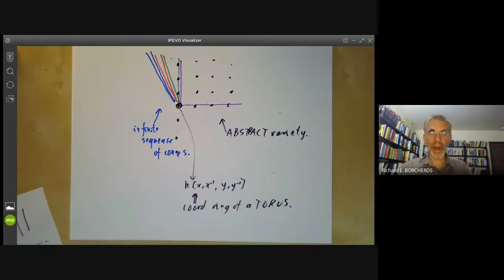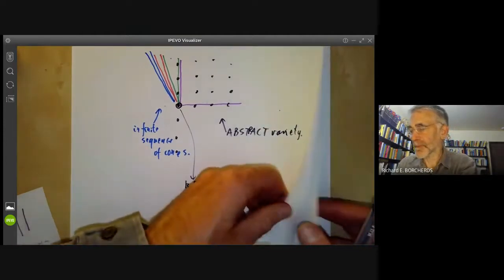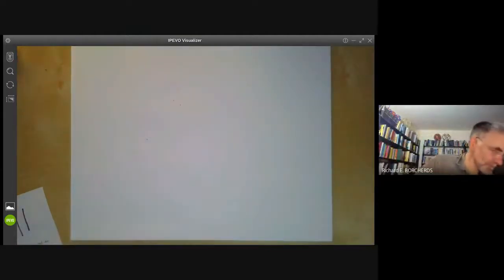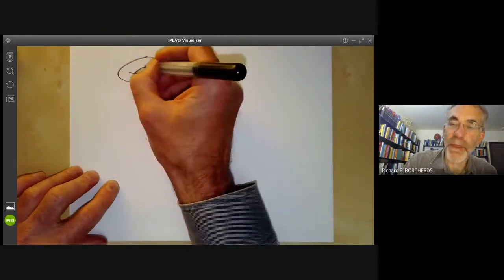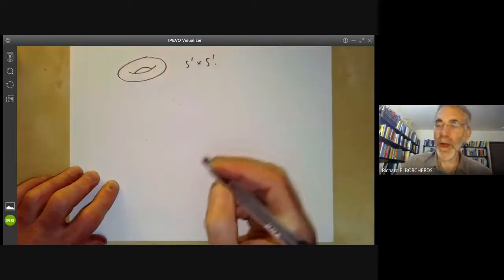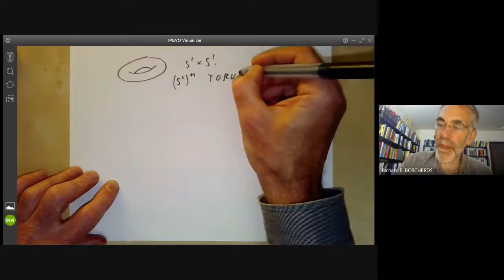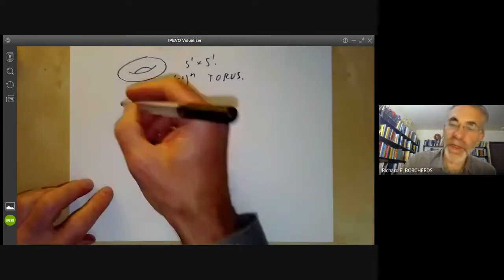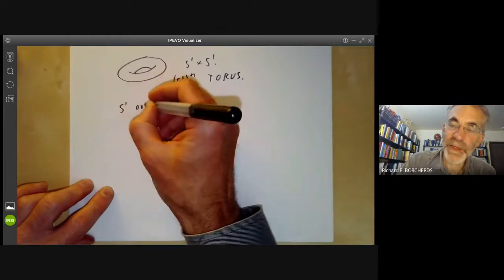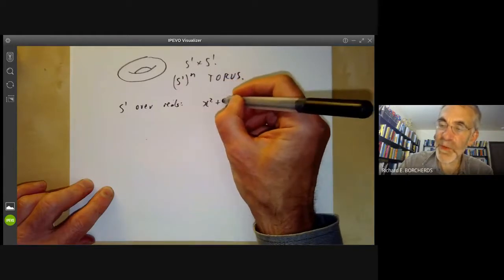So I'd now better explain why this is called a torus. In algebraic topology, we know what a torus is. It's something that looks like this. So it's S1 times S1. And more generally, the product of any number of copies of S1 is also called a torus. Well, let's try doing this in algebraic geometry. So we can form S1 over the reals, which is going to be the set of points with x squared plus y squared equals 1.